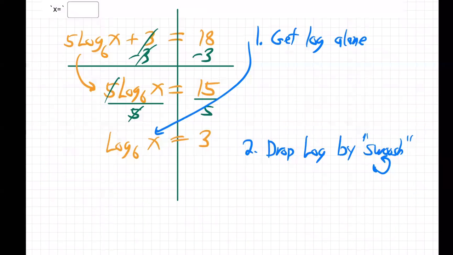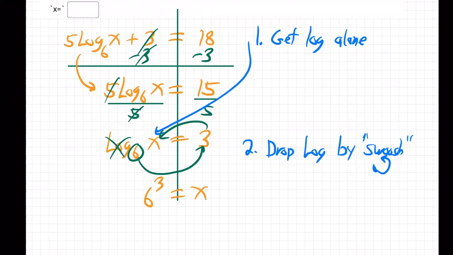So what do you do? You grab the base and you go like this. And the log drops out, right? Whenever we do the swish, we lose the log word. So that becomes what? Becomes 6 to the 3, and the x goes to the other side. See what happened there?